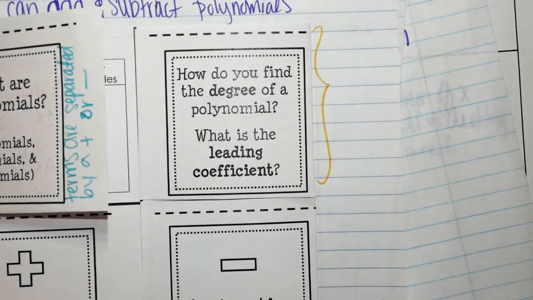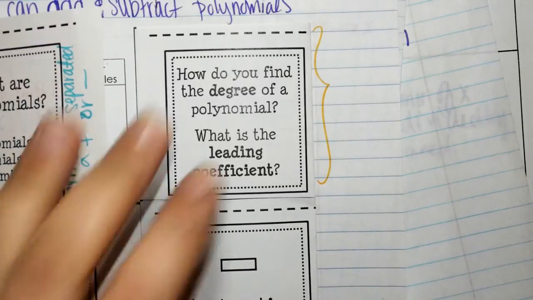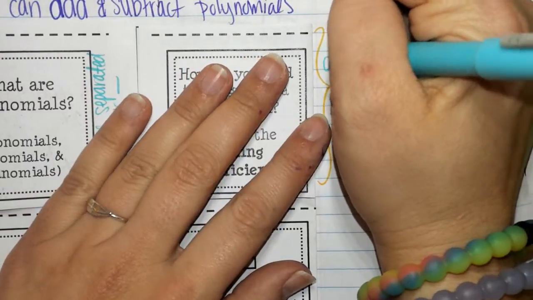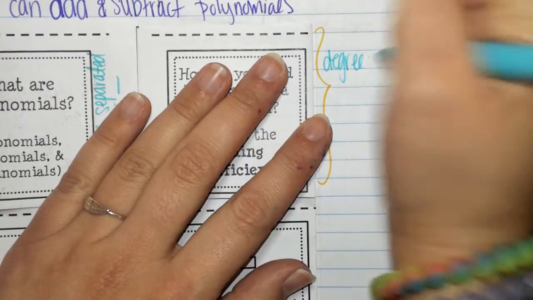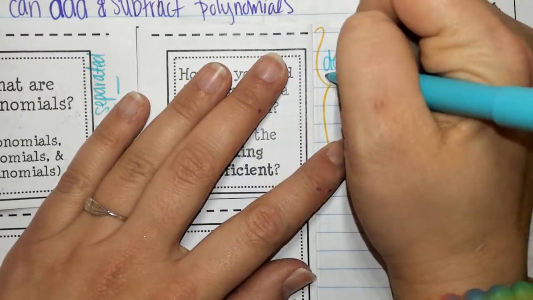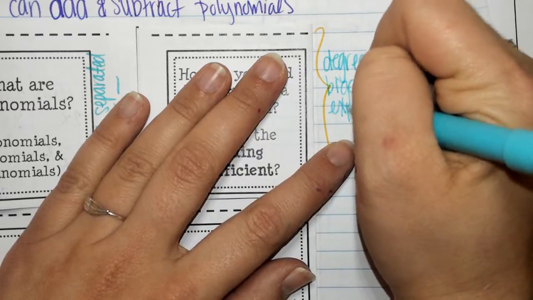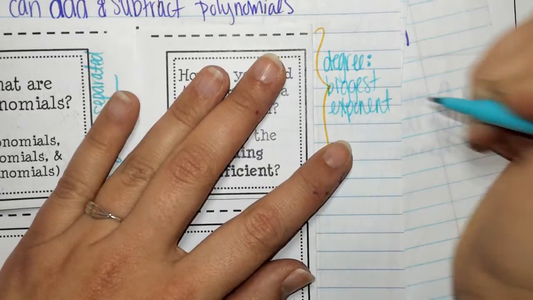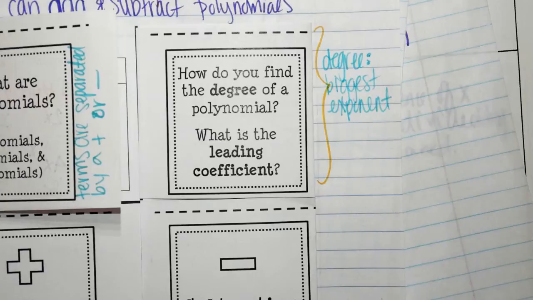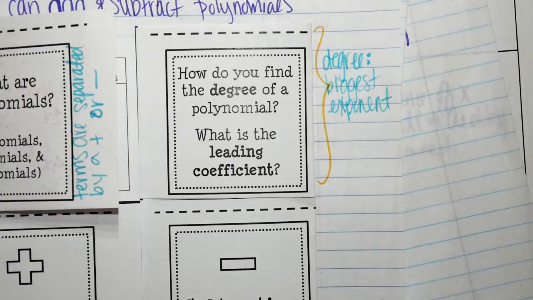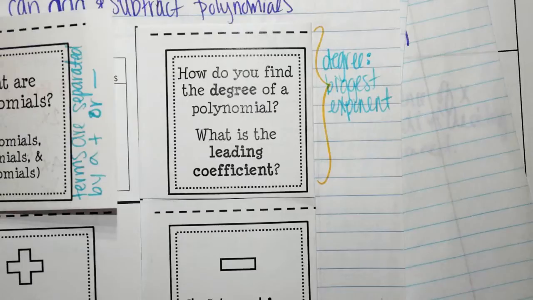Alright, so when you find a degree, it is the biggest exponent of a polynomial. So the degree is the biggest exponent. Wait, let me title this. Notes. It's the biggest exponent. If you pay attention and you can write it while she's talking, you don't have to look at the board.